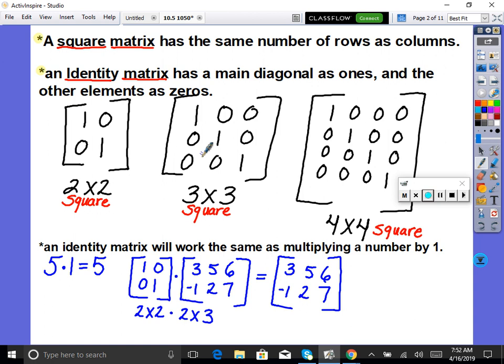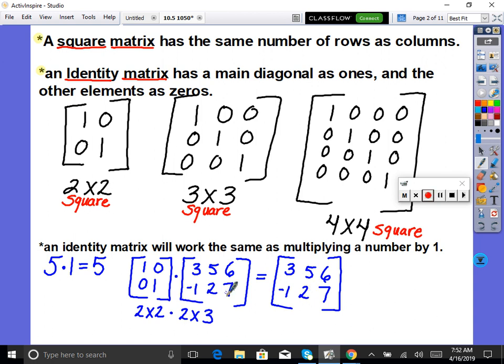Now, what an identity matrix does is it works the same as taking a number and multiplying by 1. If I take 5 times 1, don't we just get back 5? That's exactly what an identity matrix will do. If you take an identity matrix and multiply it by a matrix, the exact same matrix will come out. So it's just like multiplying by a 1.